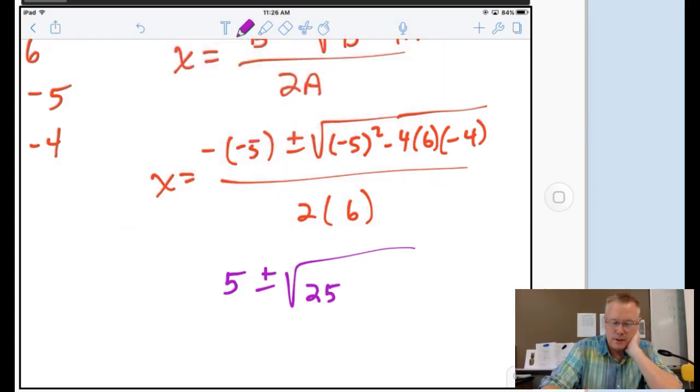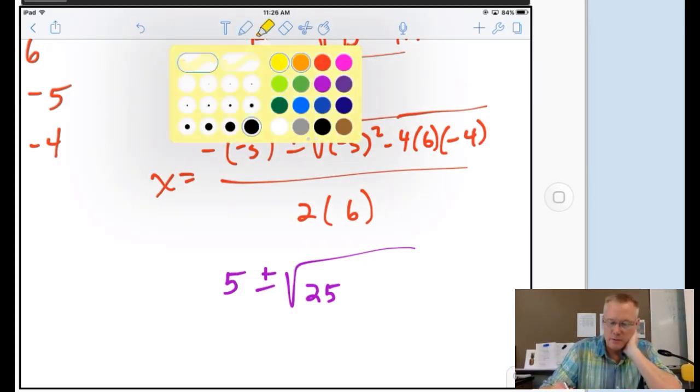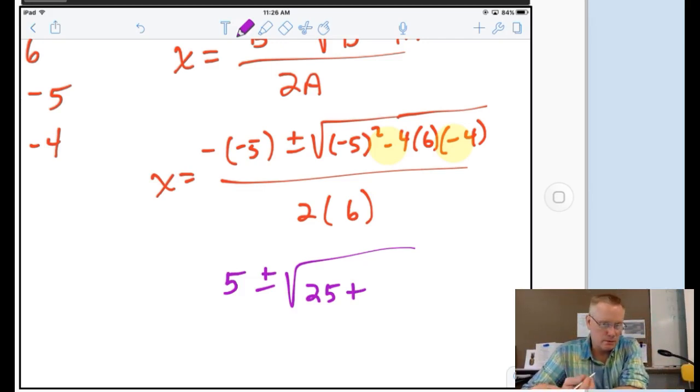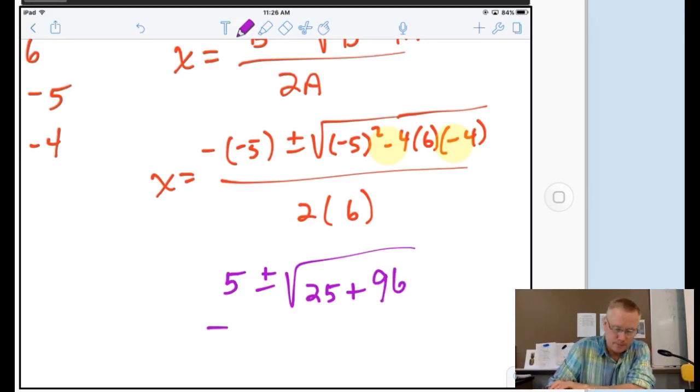Now this one, I always take an extra moment to look at. How many negatives do I have here? I've got a subtraction and I've got a negative. So 2 negatives will make a plus. If there's only one, it would be negative. If there were 3 of them, it would be negative. If it's an odd number of negatives, it's negative. And 4 times 6 is 24. 24 times 4 is 96. All over 2 times 6 is 12.